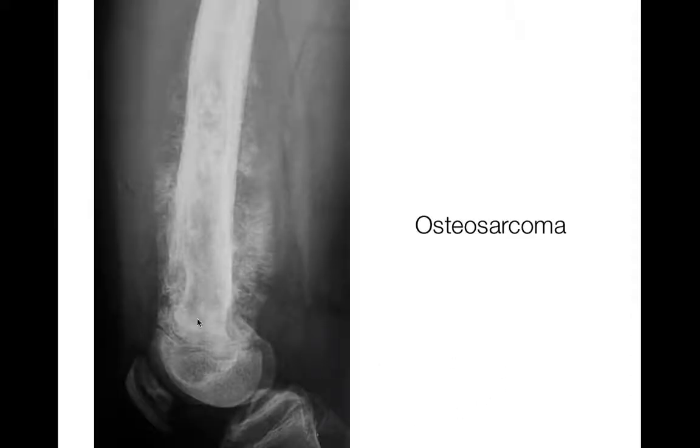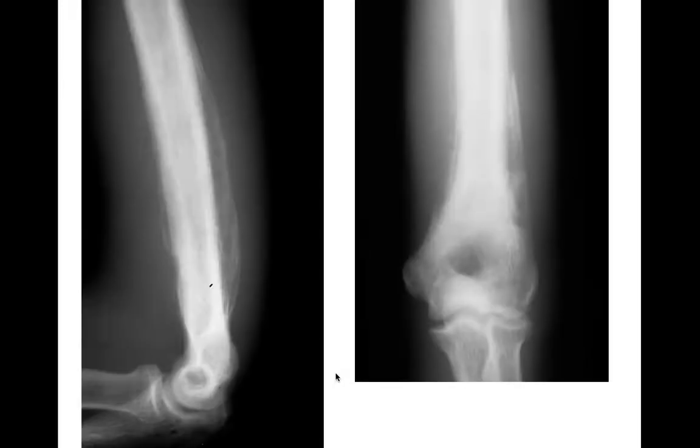Another example of an osteosarcoma, just showing you the nice hair-on-end or sunburst periosteal reaction coming off the distal femur here. Obviously, this is a child. You see this in a kid. Again, osteosarcoma is one of the things you should think about. Scary looking periosteal reaction here, so very aggressive looking.